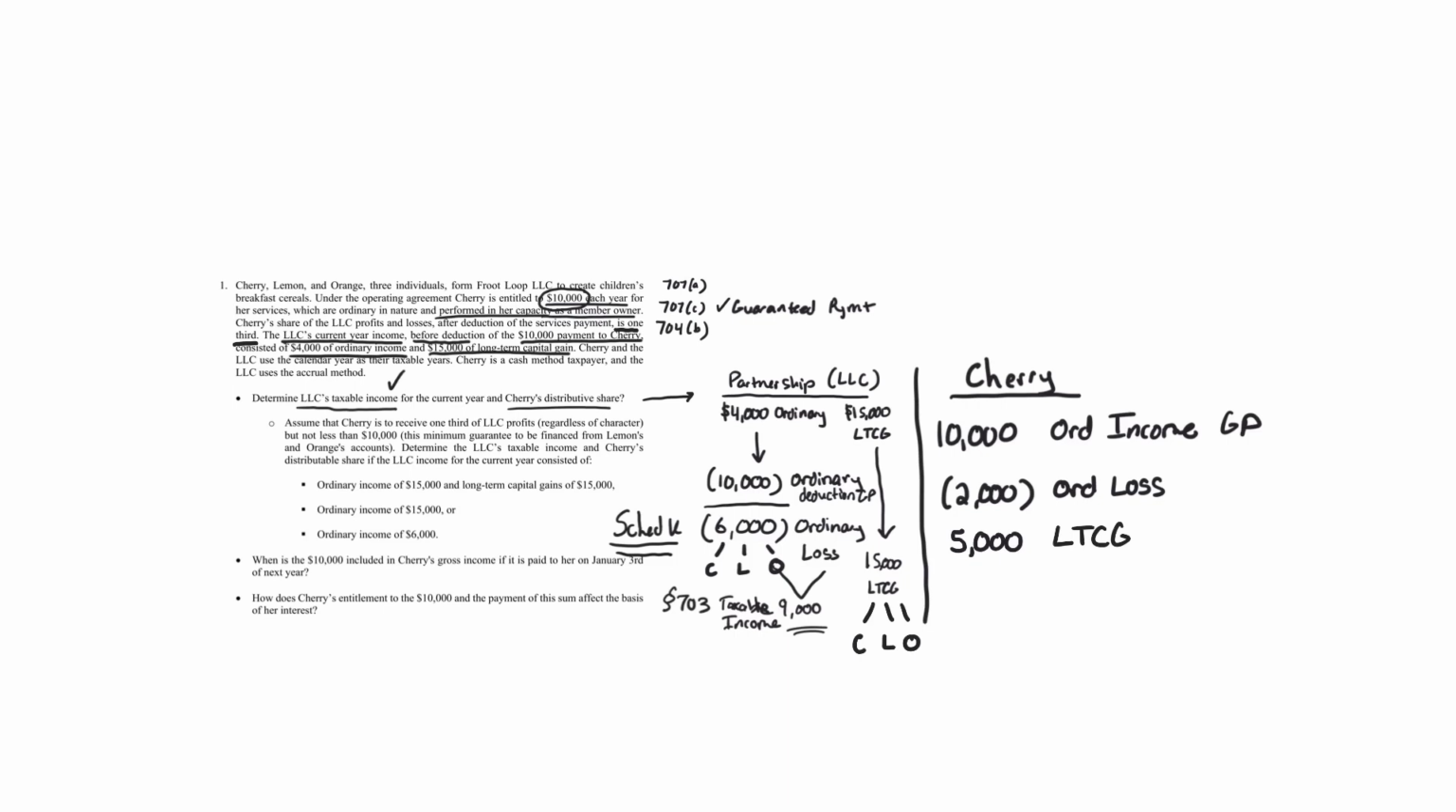Now we're told, assume that Cherry is to receive 1/3 of LLC profits regardless of character, but not less than $10,000. This is the minimum guarantee to be financed from Lemon and Orange's accounts. So that's guaranteed to come out of their share. The idea of a guarantee payment is that regardless of what the company does, you're guaranteed to get that amount of money. Determine the LLC's taxable income and Cherry's distributable share if the LLC income for the current year consisted of 3 different situations.